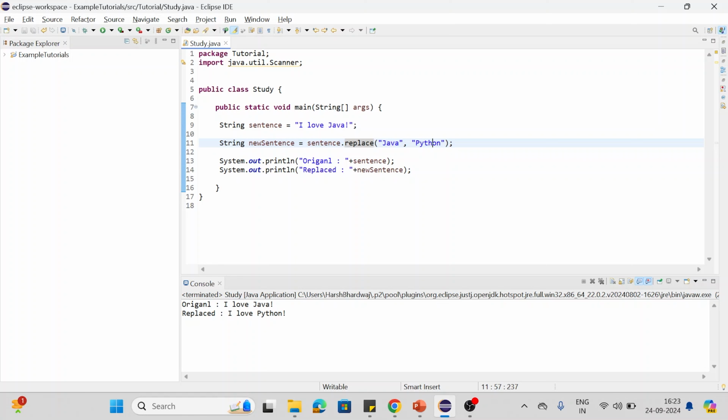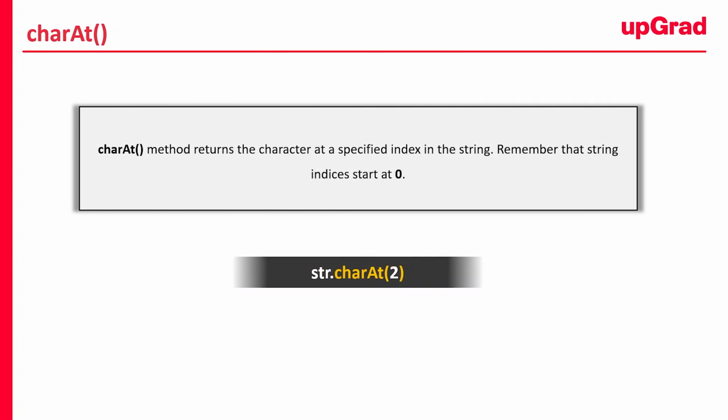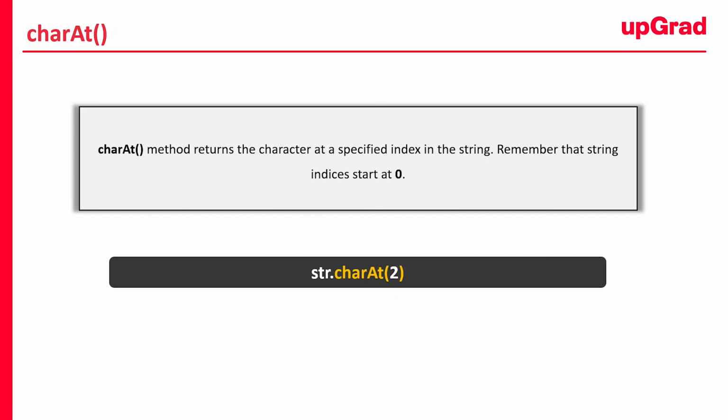Now coming to the next operation, which is charAt. The charAt method returns the character at a specified index in the string. Remember that string indices start at 0. It is very useful when you need to access individual characters in a string. You can use it in scenarios like parsing or validating strings where you need to check specific characters. Keep in mind that index starts from 0, so the first character is at index 0, the second character at index 1 and so on. Alright, simple as that. Again, this is the syntax, str.charAt, and the index number goes inside, as you can see.